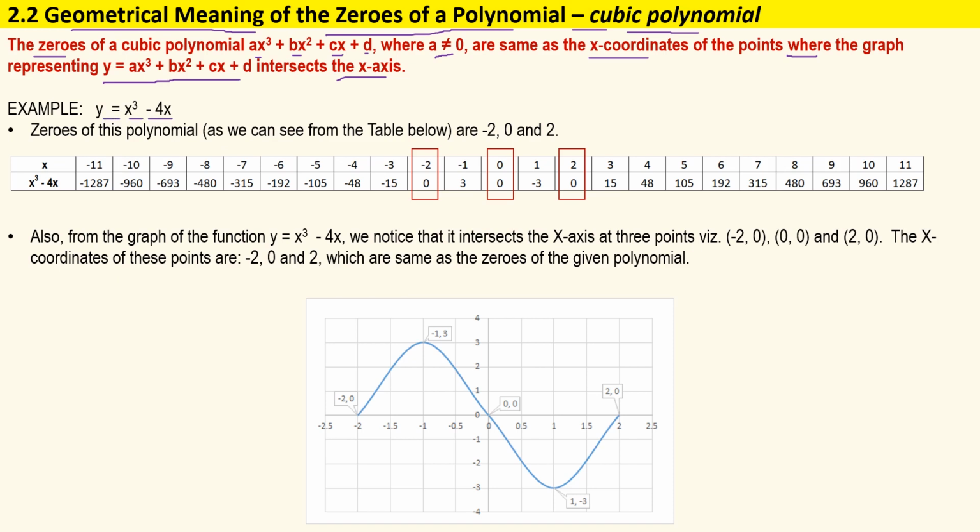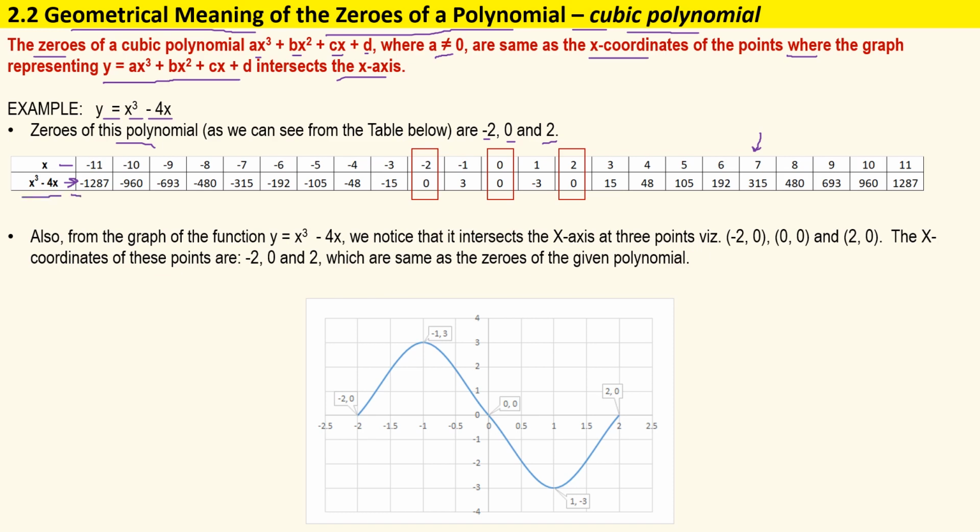So the zeros of this polynomial are -2, 0 and 2. We conclude this using this table, which is nothing but a plot of values of x and then the value of y, or you can say values of x cubed minus 4x here. So for different values of x, we get different values of this polynomial.